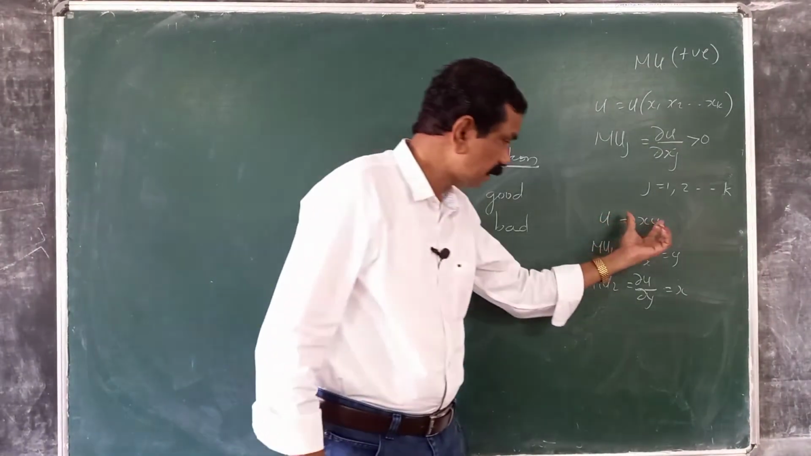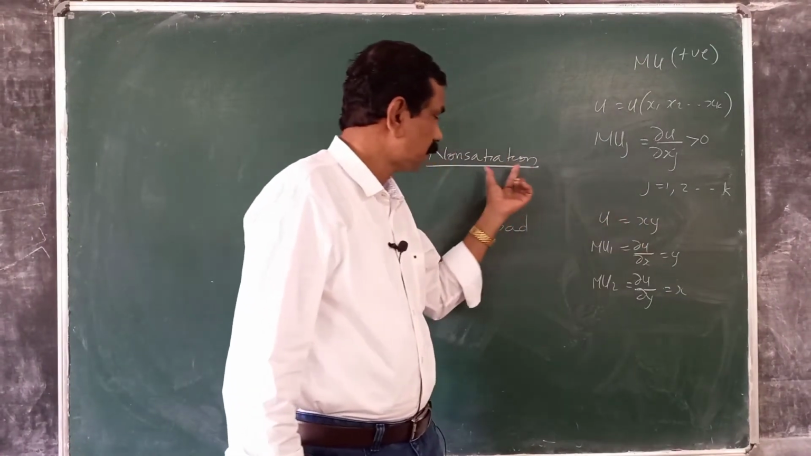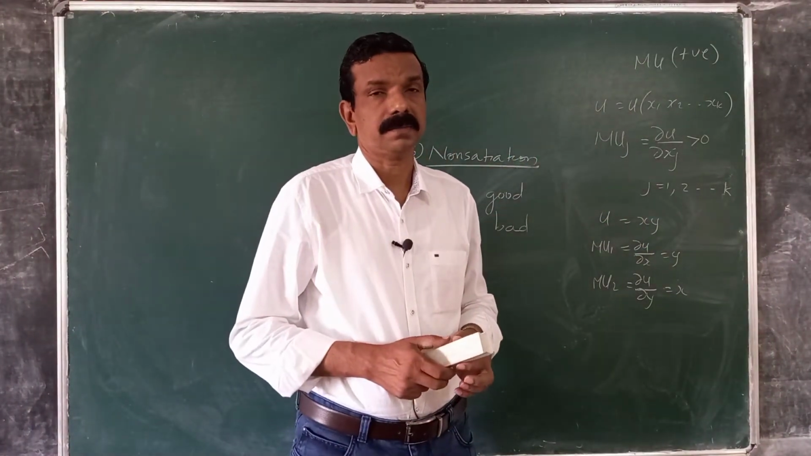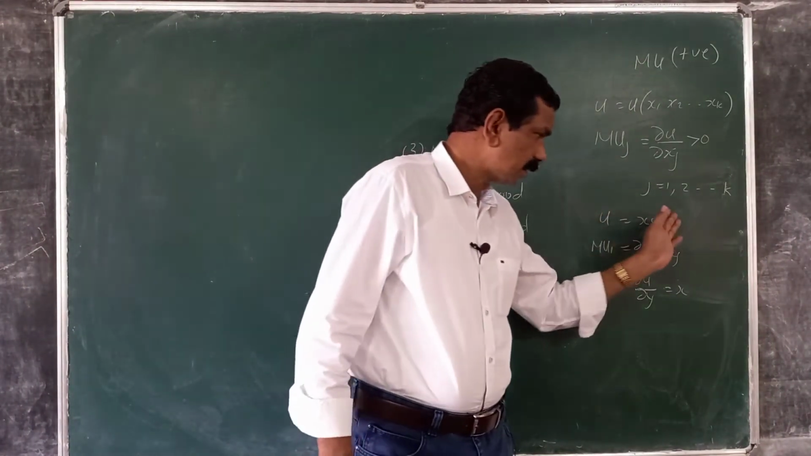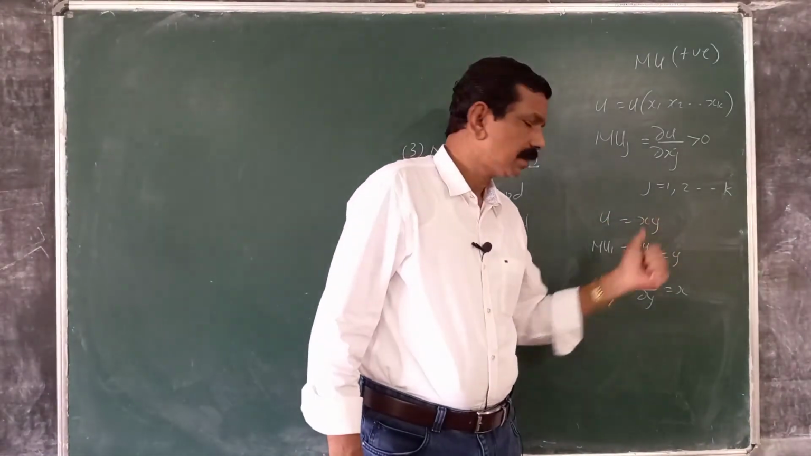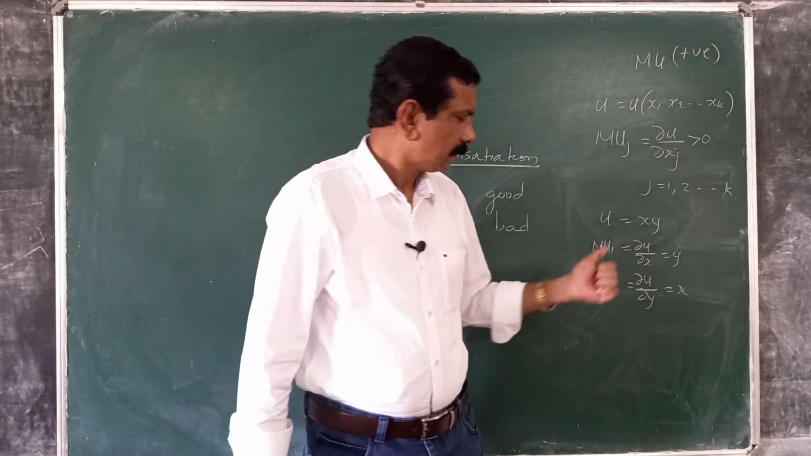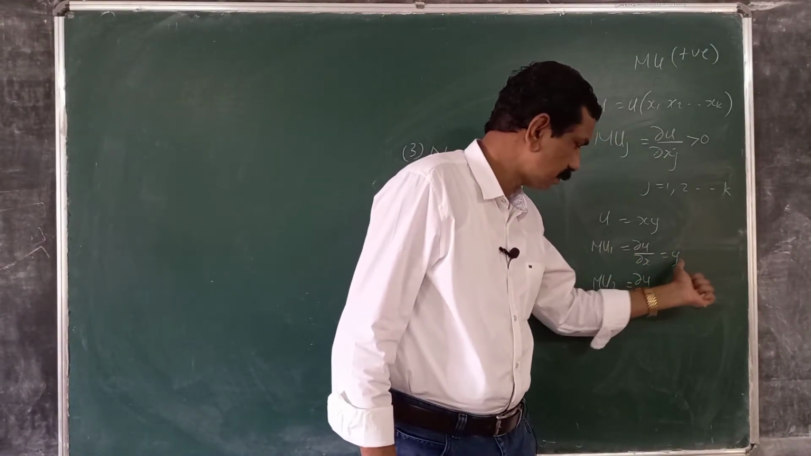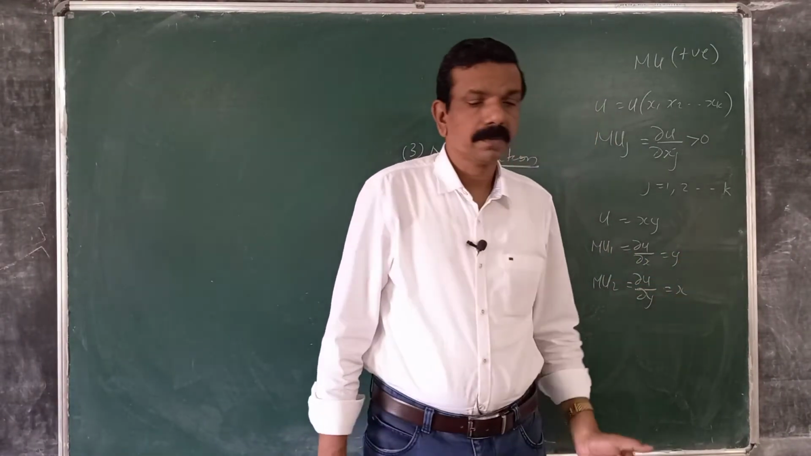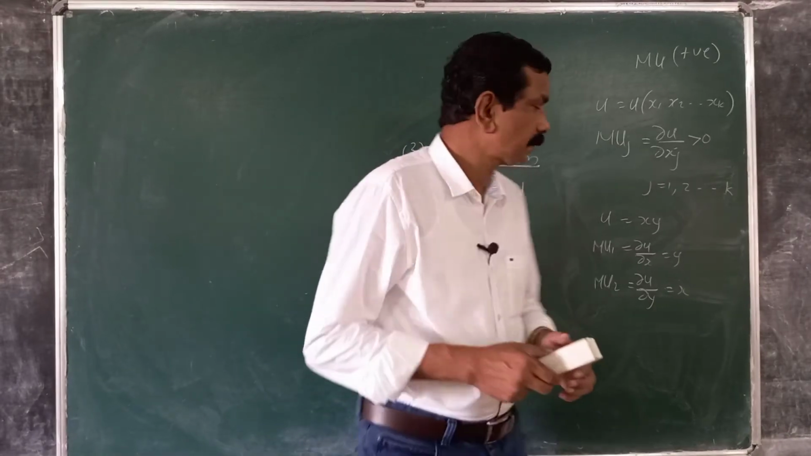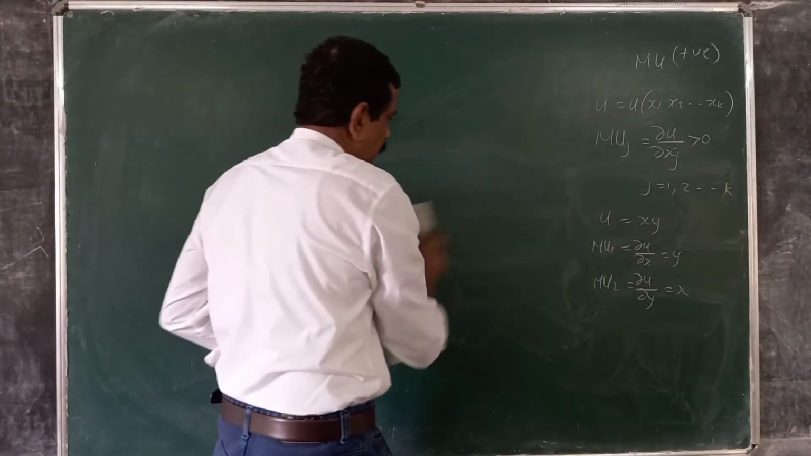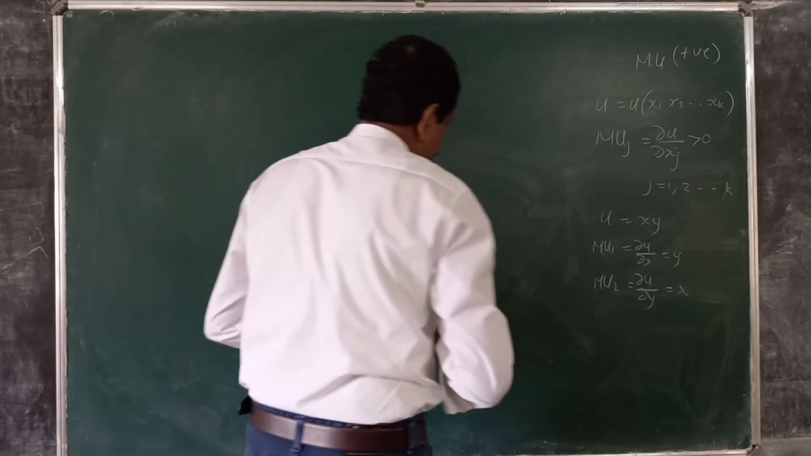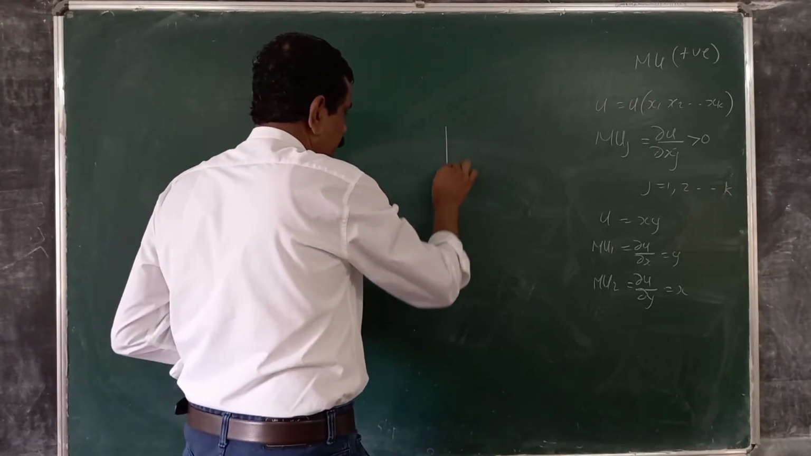And this utility function satisfies the non-saturation axiom. If the utility function is given like this, U(x, y), then MU1, the marginal utility of x, is positive, and of y is positive, satisfying this axiom. Now let us see what is the implication of this axiom graphically.